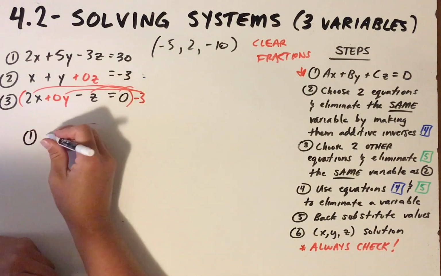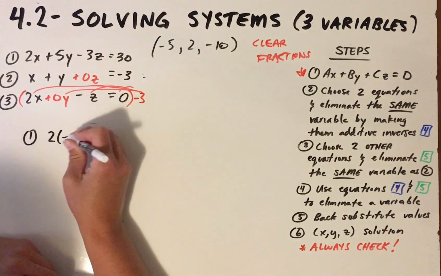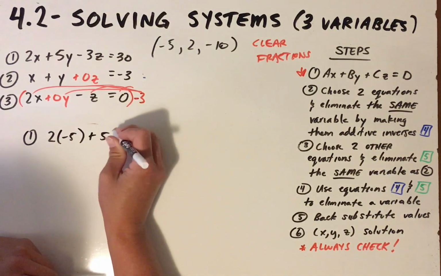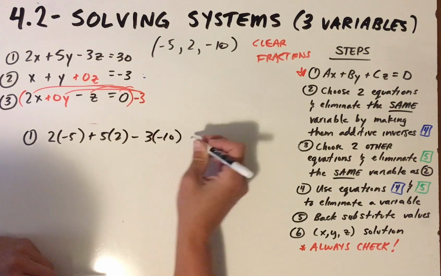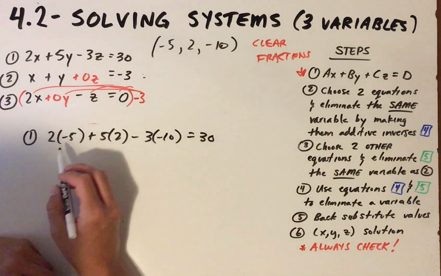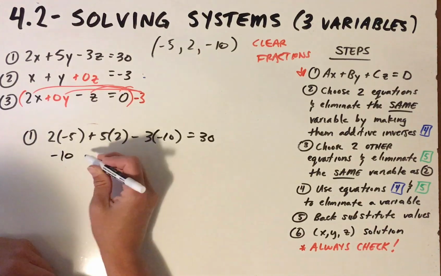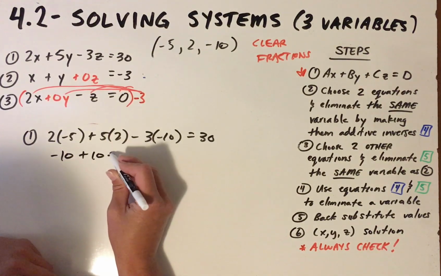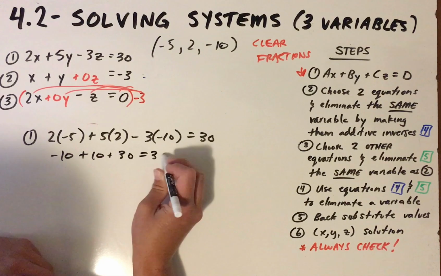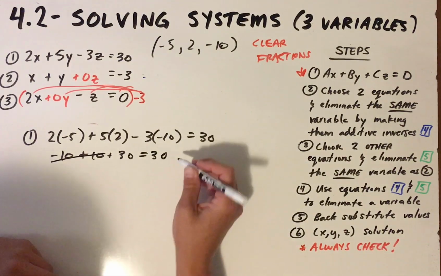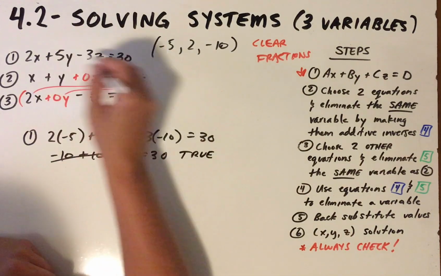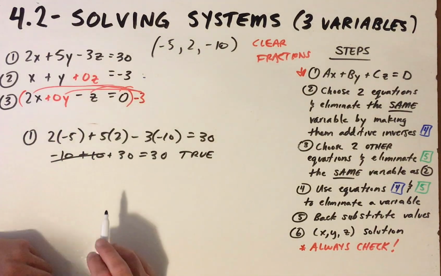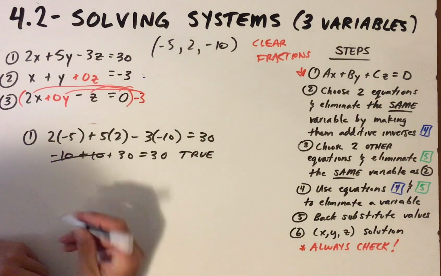So let's see if statement 1 is true. 2 times negative 5 plus 5 times 2 minus 3 times a negative 10 is equal to 30. Okay, well, this is a negative 10 plus 10 plus 30 equals 30. Those sum to 0, and 30 does equal 30, so this is true. So this point lies in the plane of equation 1. It's a plane because it's three-dimensional.